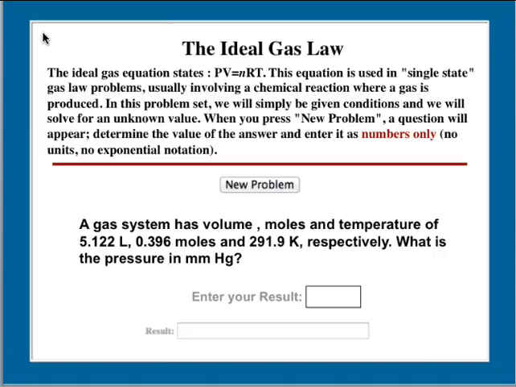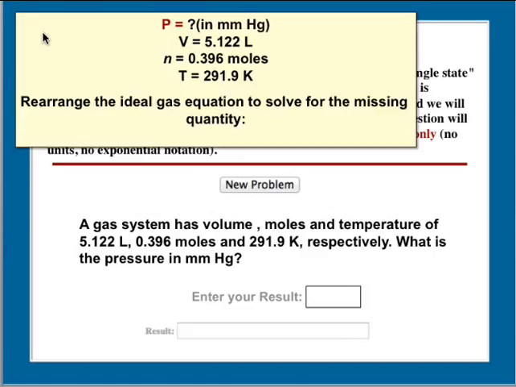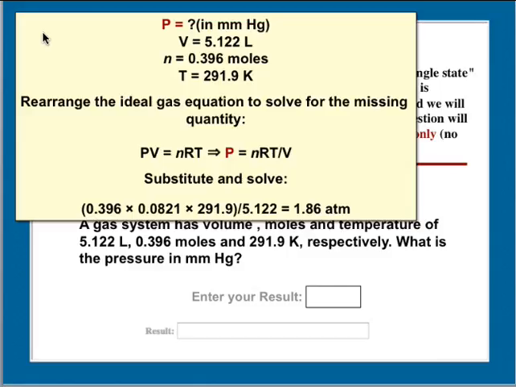Now, when we do this problem, we're going to get a pressure in atmospheres, aren't we? So to go from atmospheres to millimeters, what do we do? Multiply by 760. 1 atmosphere, 760 millimeters. All right, we want our pressure. We know our volume, our number of moles, and our temperature. We're going to solve this for P, and it's nRT over V.